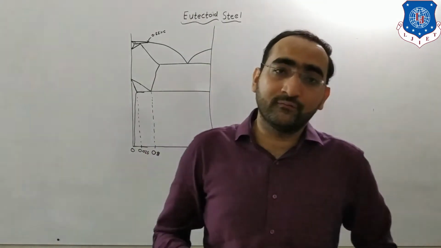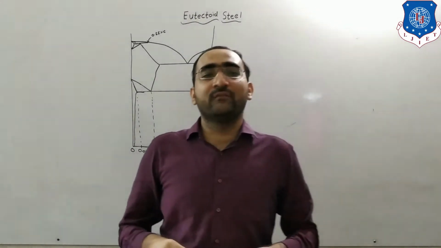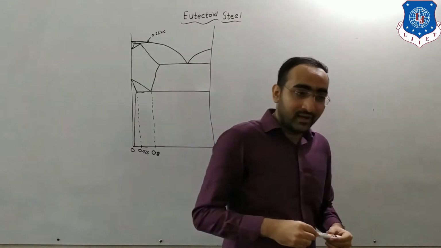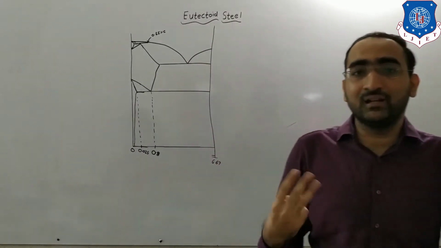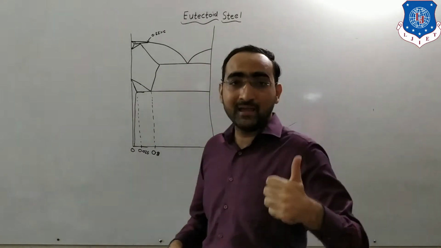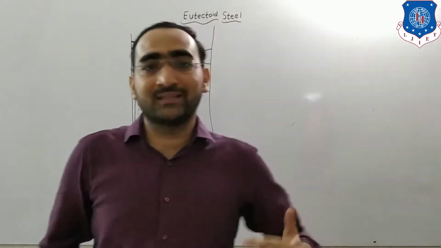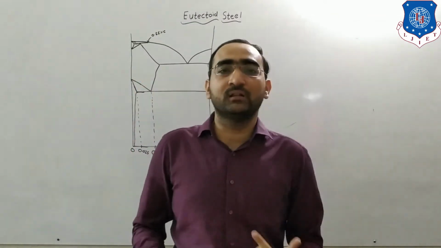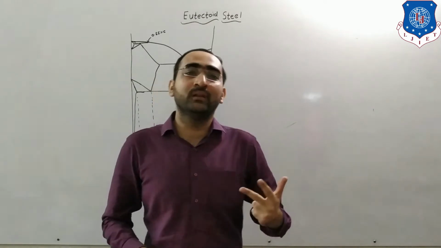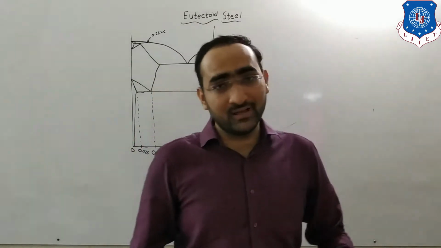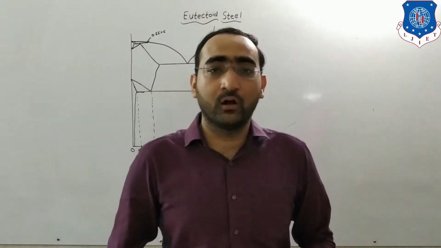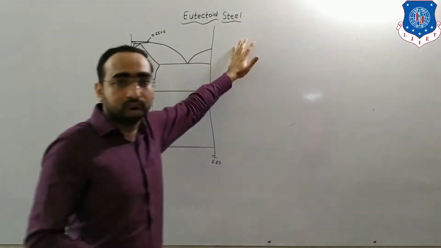Now we will be going for the solidification of different types of steels. We already know that there are three types of steels: one, hypo-eutectoid steel; second, hyper-eutectoid steel; and the third one, simply eutectoid steel. In today's lecture, we will be going for the eutectoid steel.